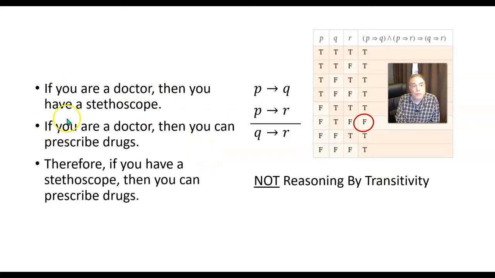Then it would be true that if you are a doctor, you have a stethoscope. That doesn't mean only doctors have stethoscopes. It's true that if you are a doctor, then you can prescribe drugs, but it's not true that if you have a stethoscope, then you can prescribe drugs. So, this is an invalid argument.